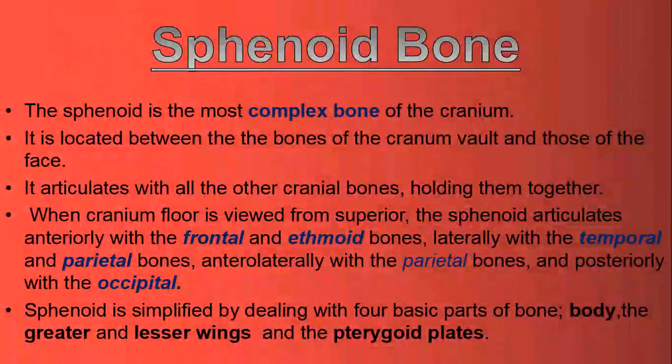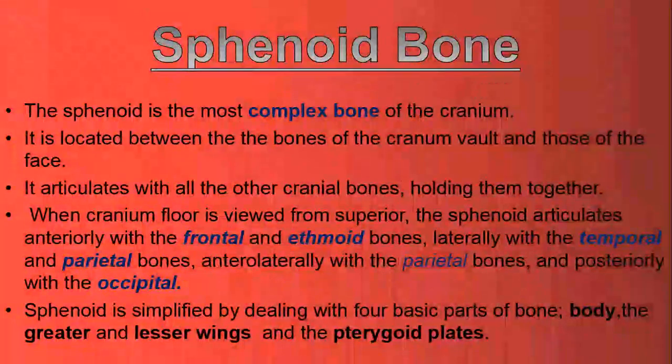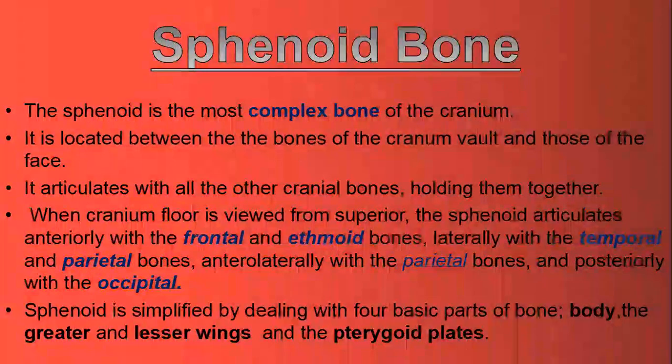For us today, we have the sphenoid bone, which is another bone of the skull or the cranium. And we are told that the sphenoid is the most complex bone of the cranium, and it's located between the bones of the cranium vault and those of the face. It articulates with all other cranial bones, holding them together.